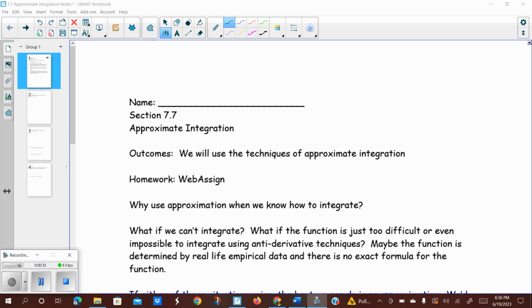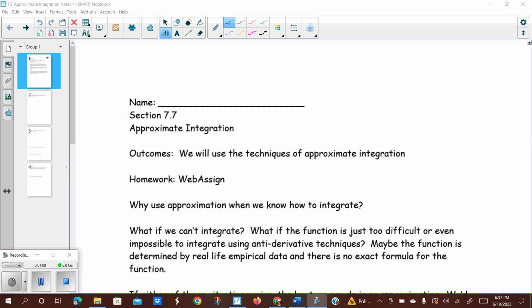So let's go ahead and get started. We're going to use the techniques of approximate integration here. One of the questions might be, why do we use approximations when we know how to integrate things? Really, what it comes down to is, what if we can't integrate for some reason? What if the function is too difficult or even impossible to integrate using the antiderivative techniques that we already know? Later in the course, you will see that there are definitely functions which are very difficult to do by our standard anti-differentiation techniques.